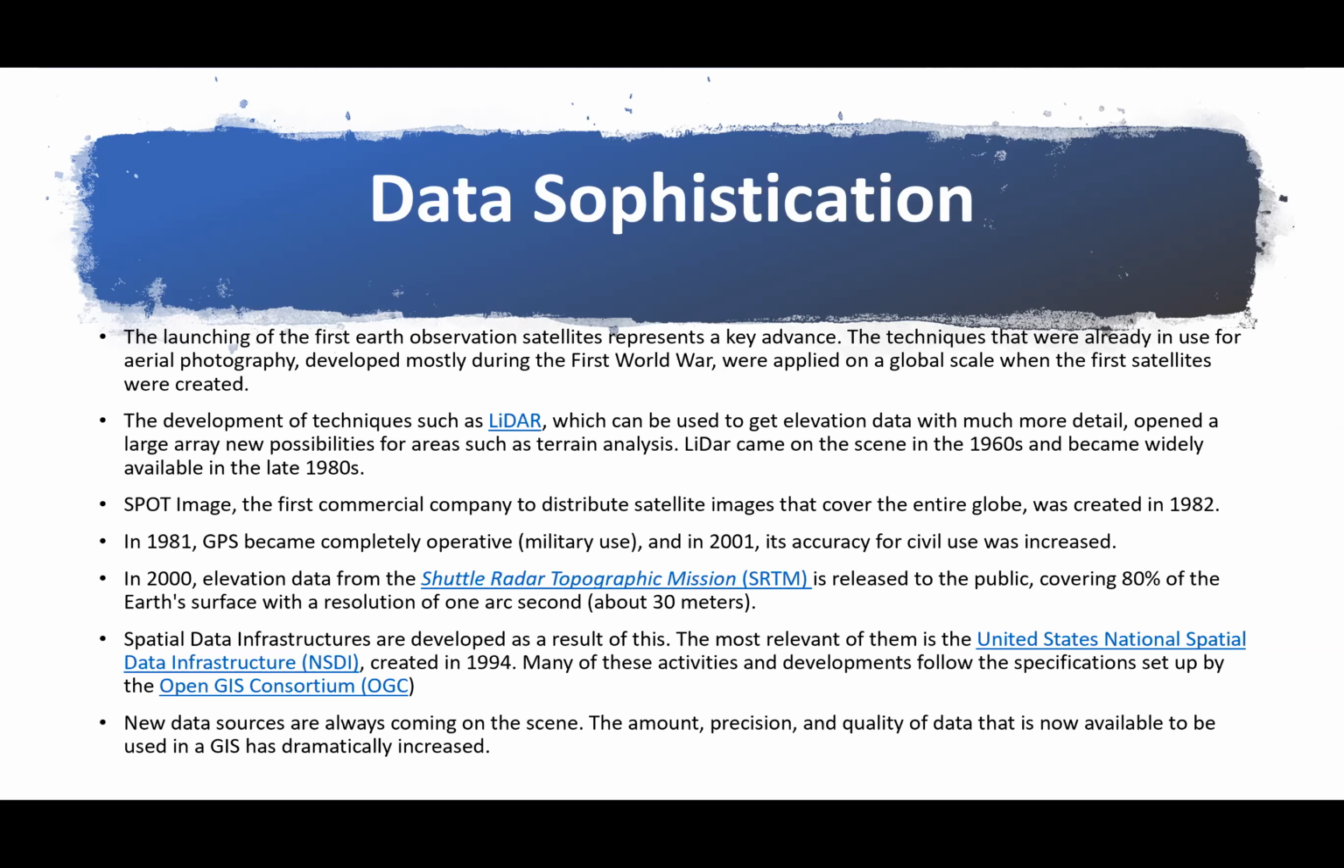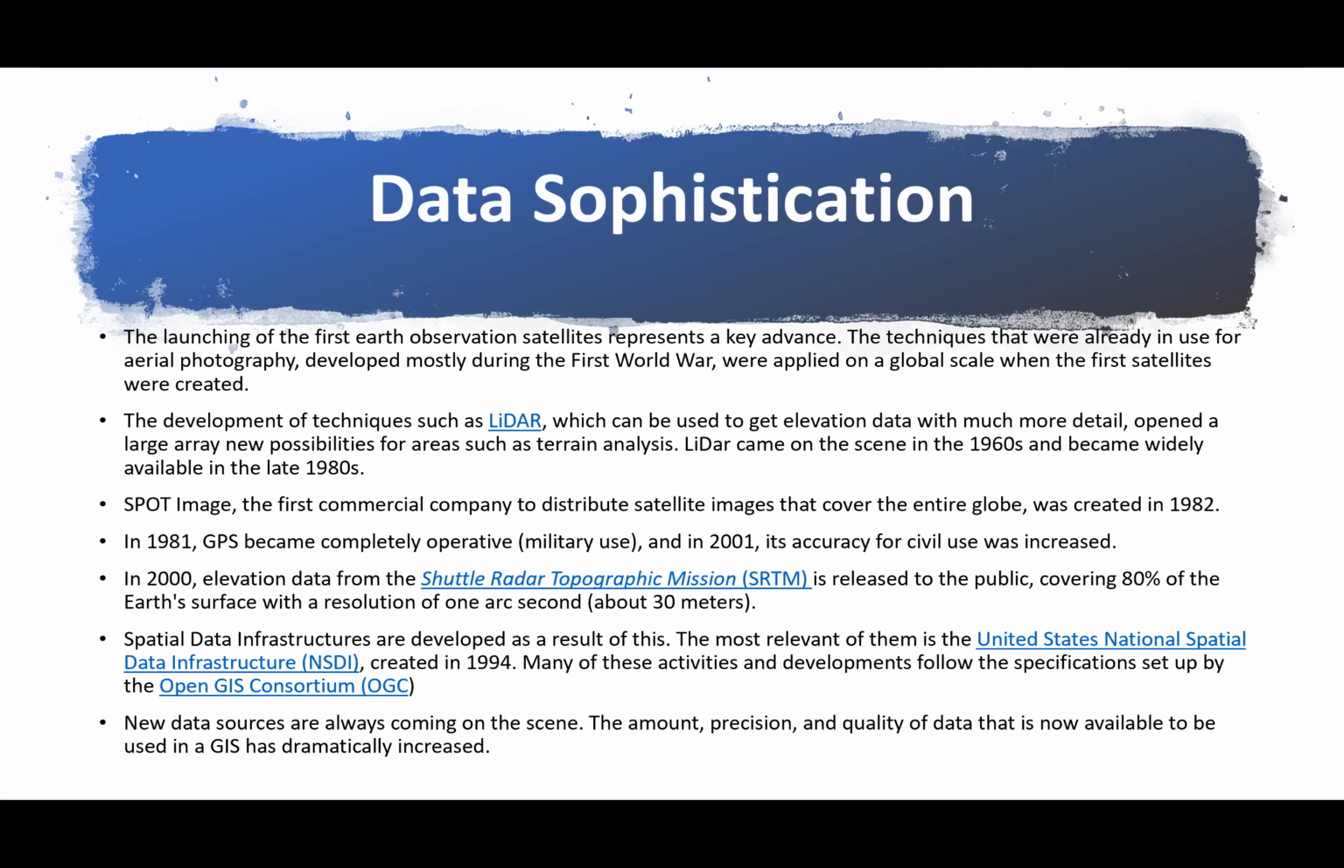And then as GIS became more commercial, it became available to us for free. We have the Spot Image, the first commercial company to distribute satellite images that covered the entire globe. That was created in 82. In 81, GPS became completely operative for military use. And then in 2001, we see it more widespread in the market. Its accuracy for civil use was increased, us using it as civil use.